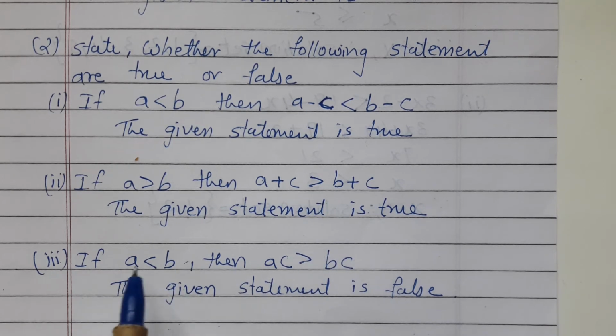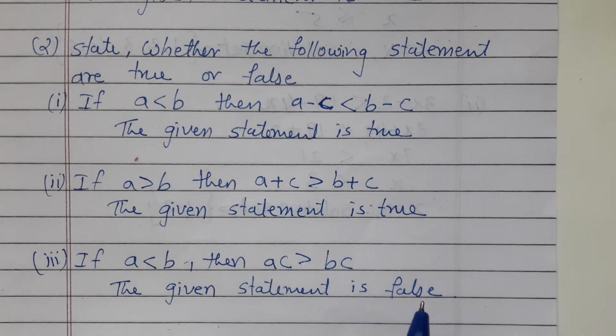If A is less than B, then AC is greater than BC. When multiplying by the same number, the sign should not change. But here it is a less than sign, and here it is a greater than sign. Therefore, the given statement is false.